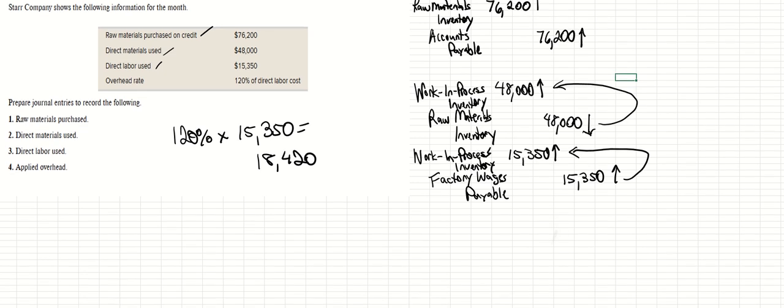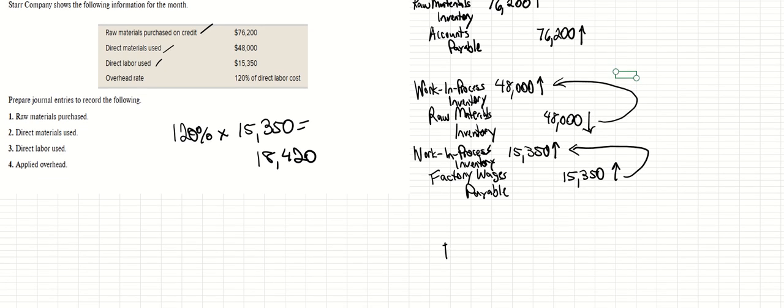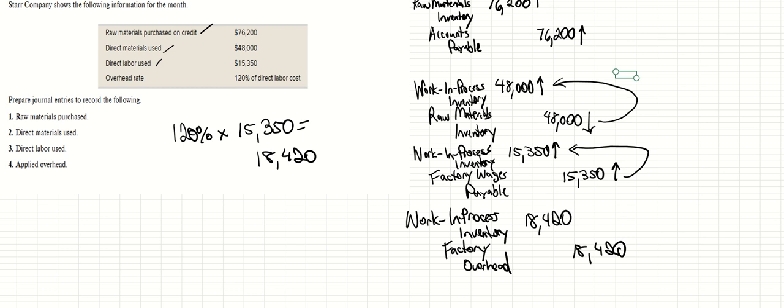So for factory overhead, we're going to go ahead and credit factory overhead for $18,420. And since it is part of the process of producing the finished product or finished products, plural, we're going to go ahead and debit work in process inventory again for that same amount. So factory overhead is applied to work in process inventory.